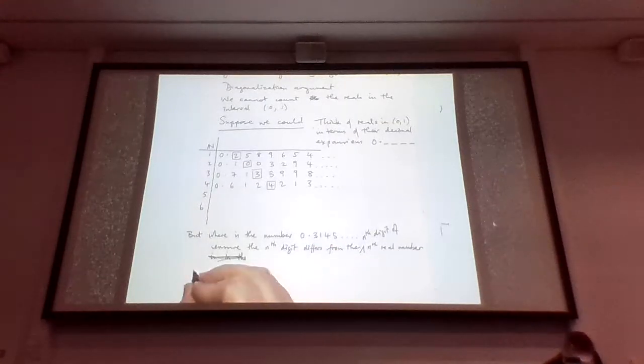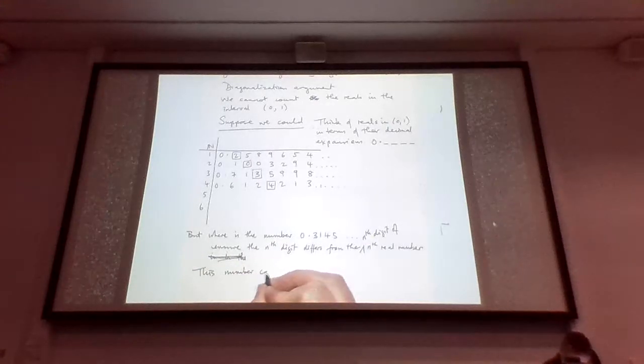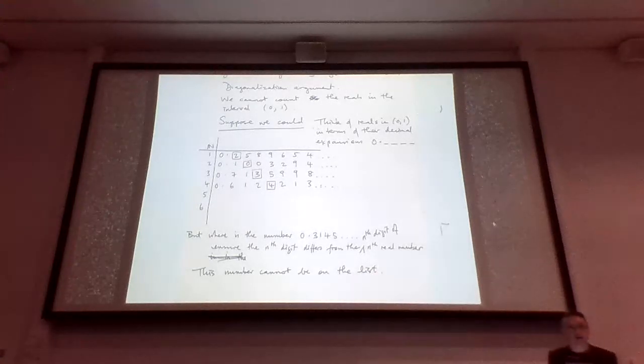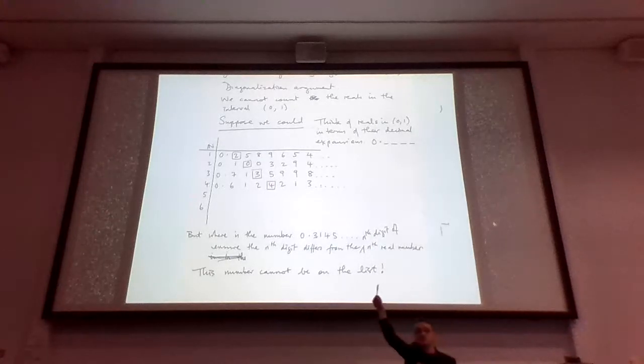So this number cannot be on the list, can it? Because where can it go? Suppose we've counted all of the real numbers between 0 and 1. So if we have this real number, which is a real number between 0 and 1, it must be somewhere on the list. But wherever it's supposed to be, it cannot be there.